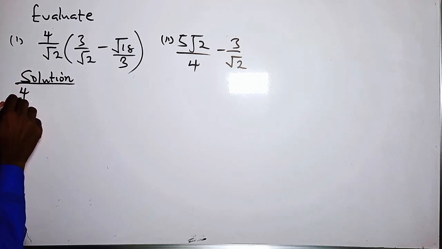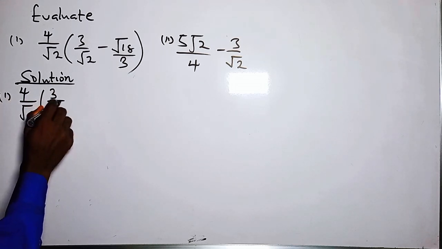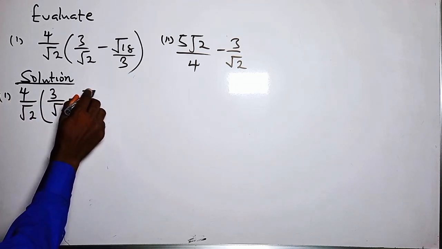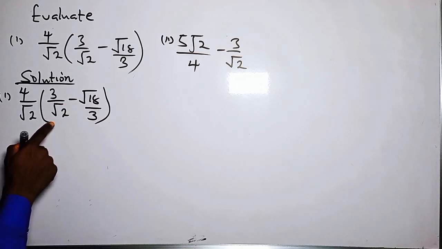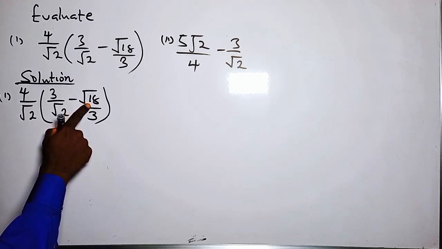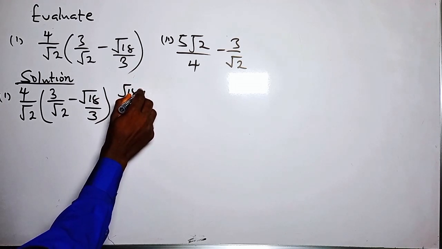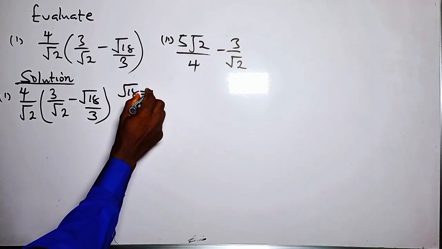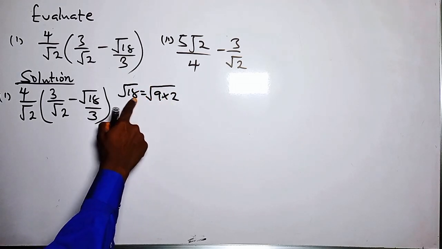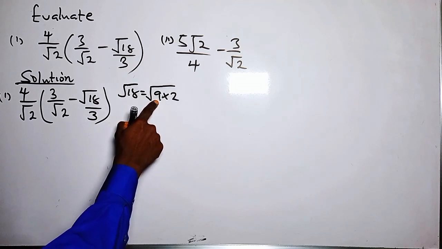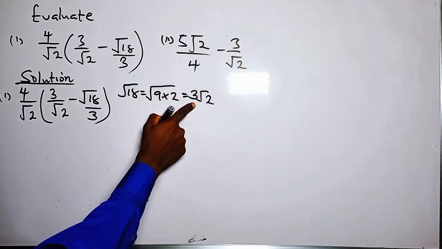So for the first one, 4 over root 2, that's number 1, into 3 root 2 minus root 18 over 3. So what do we do? We can have this in root 2. So how do we express it as root 2? We have root 18, so we look for two factors of 18 in such a way we can easily find the square root of one. So 9 times 2 gives 18. For the square root of 9, we have 3, so root 18 is 3 root 2. We can easily replace this with 3 root 2.